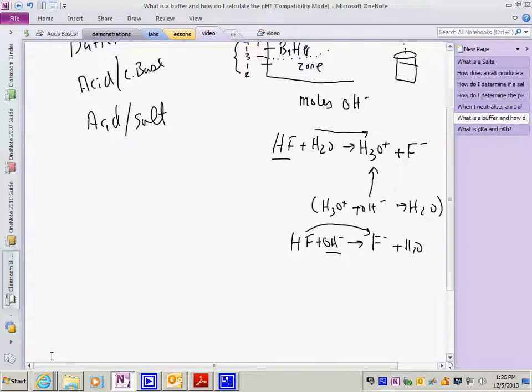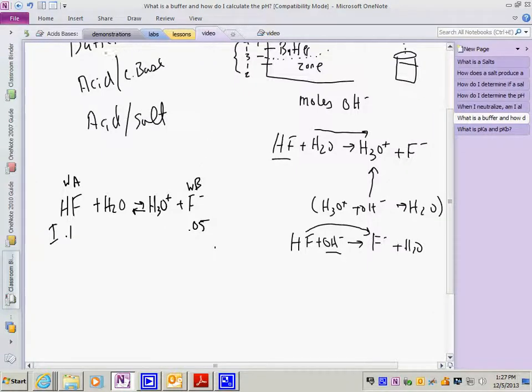If I were to have a buffer solution of HF, plus H2O yields H3O plus and F negative. Now keep in mind, there is a reverse reaction here where this guy is basic. It is a weak base. It's a weak acid. So in a solution, initially we have to have both of these present. This could be 0.1 molar and this could be 0.05 molar.